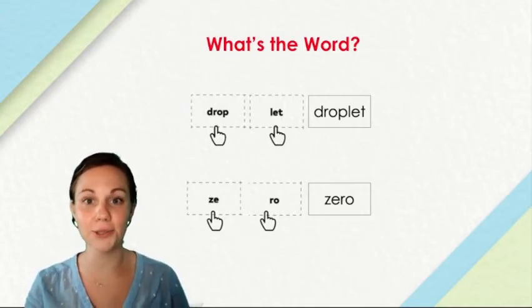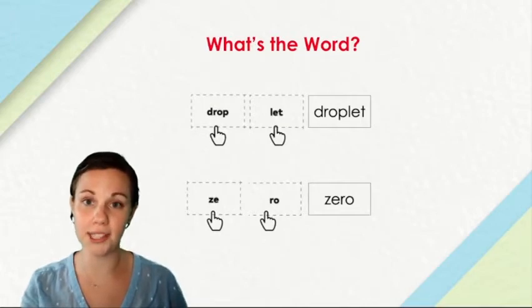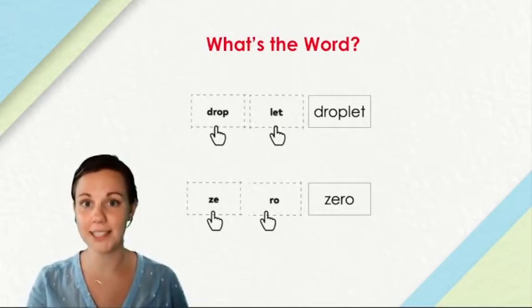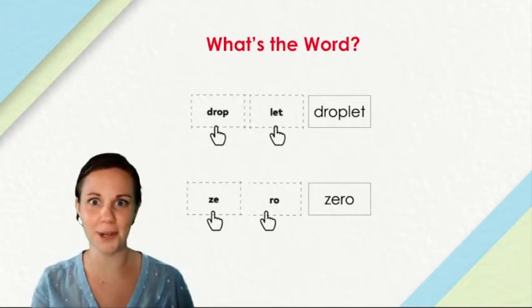That's another two-syllable word. Notice how our closed syllables helped us to read the word droplet, and our open syllables helped us to read the word zero.